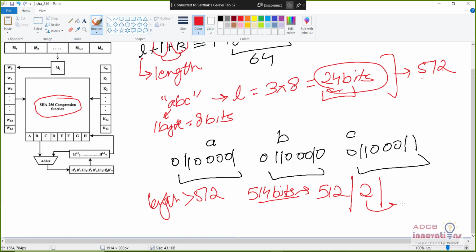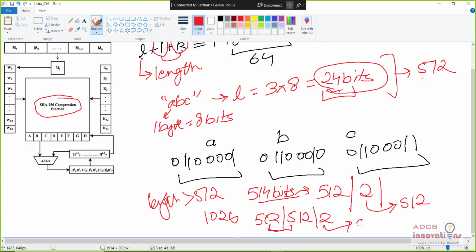All right. And let's say the length is 1026 bits. Then it is going to make partitions like 512, then again 512, and when we sum these it is 1024, then there will be this 2. So this will be made a multiple of 512 again. So this is how every input should be of 512-bit length.